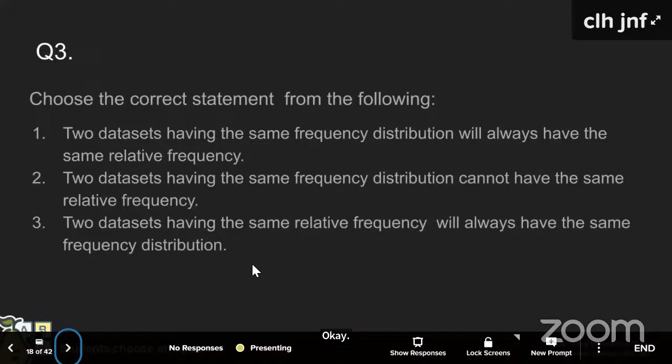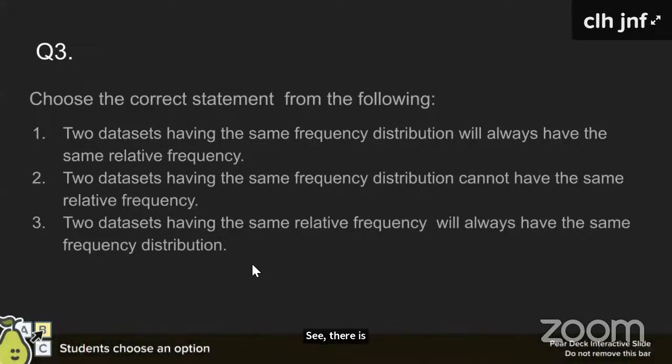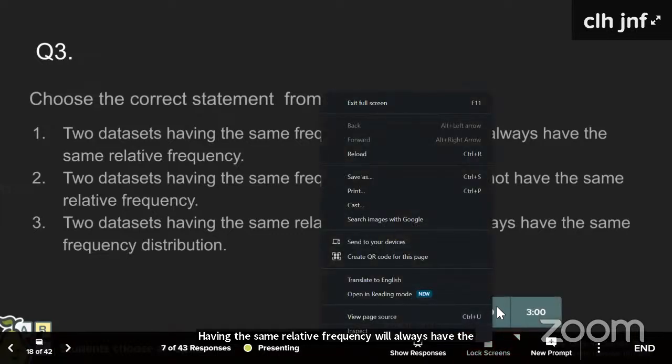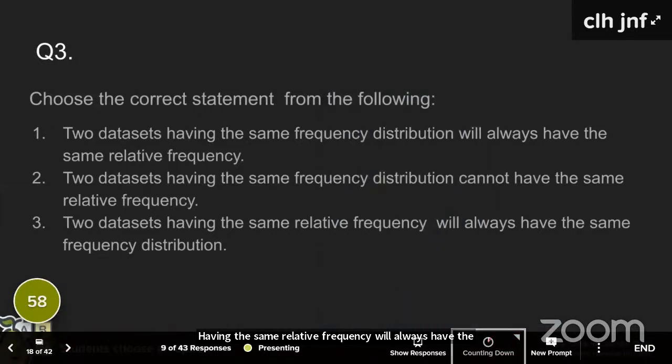See, there is a theoretical question. It says choose the correct statement from the following. First, two data sets having the same frequency distribution will always have the same relative frequency. Second, two data sets having the same frequency distribution cannot have the same relative frequency. Third, two data sets having the same relative frequency will always have the same frequency distribution. I think 1 minute will be more than enough.